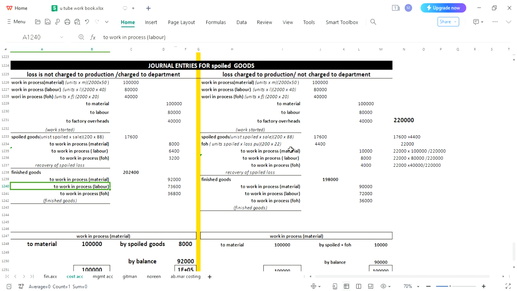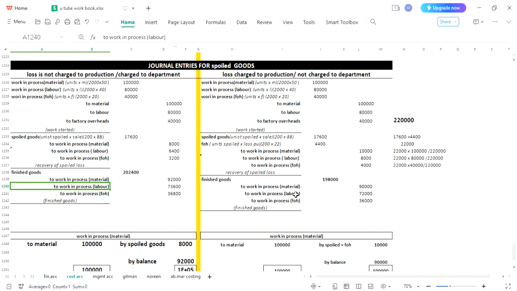Formula is written beside every entry. We have seen how we have calculated this 1 lakh, formula is present. How we have calculated 40,000, formula is present. How we have calculated 17,600, formula is present. And how these three amounts are calculated, formulas are written over here. Just same formulas we have used for calculation of 8,000, 6,400, 3,200 and you have taken the screenshot. Otherwise, just replace 22,000 with 17,600 and this same formula will be used for here.